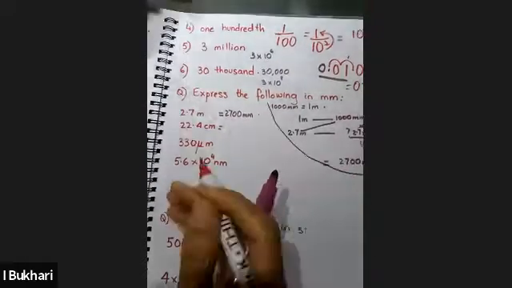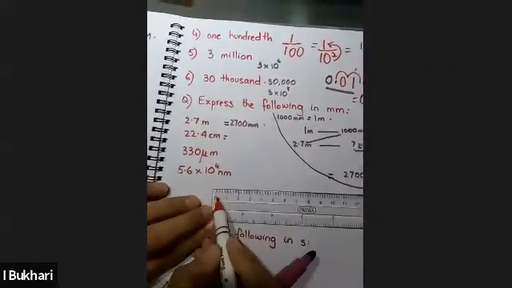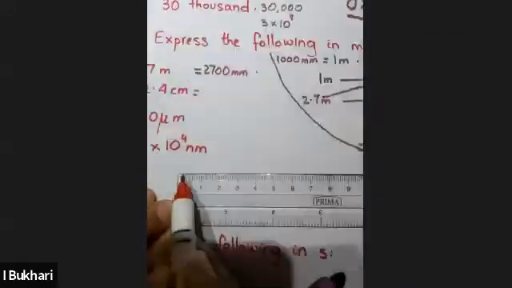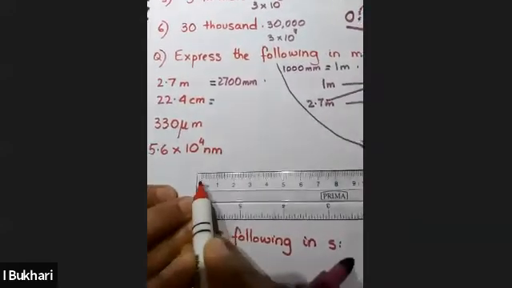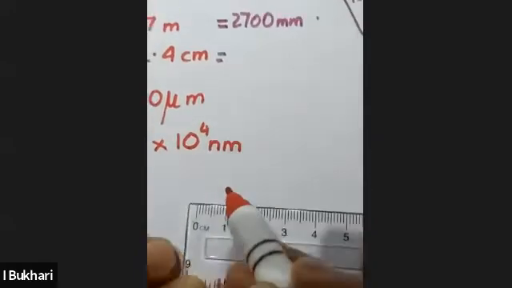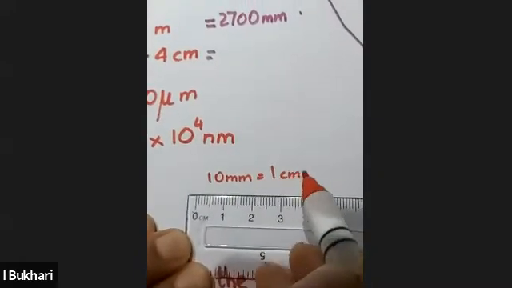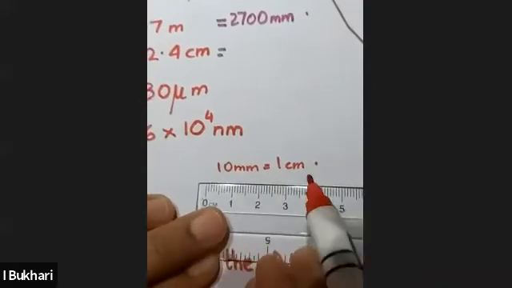100? 10, right? This is a ruler. This is 1 centimeter and there are 10 divisions. So 10 millimeters is equal to 1 centimeter.